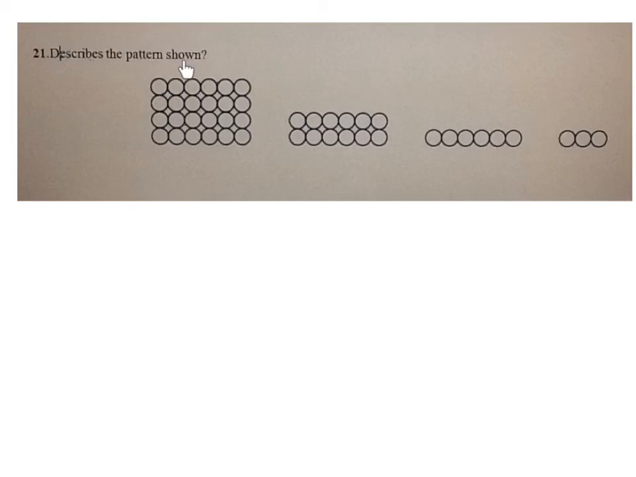Describe the pattern shown below. So let's first look at this group of circles. We have 1, 2, 3, 4 circles going down, and then we have 1, 2, 3, 4, 5, 6 circles going this way. So I don't know if you guys know this real quick trick. If you take 4 and you multiply it by 6, that'll give you the exact amount of circles that are in this first term. So 4 times 6 is 24.